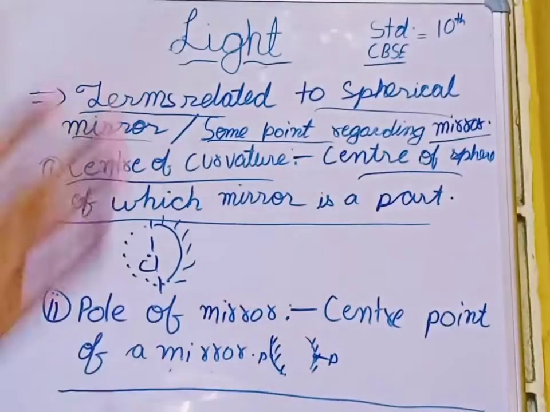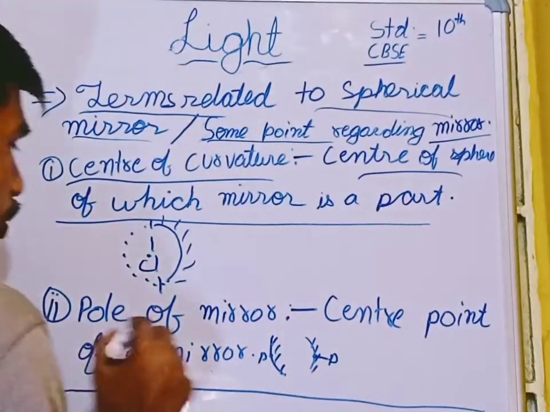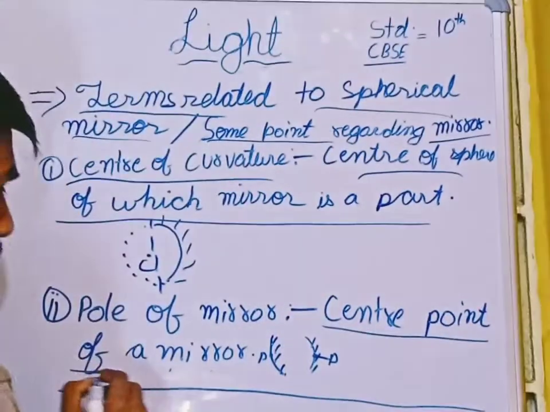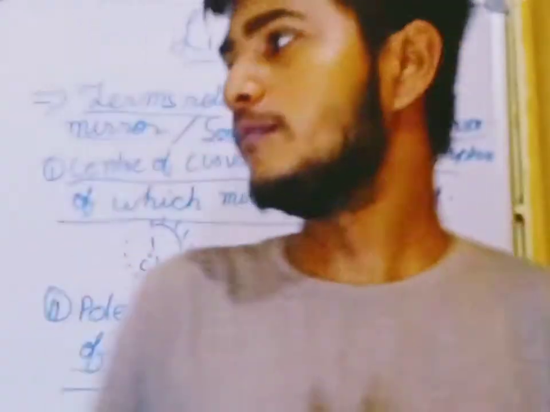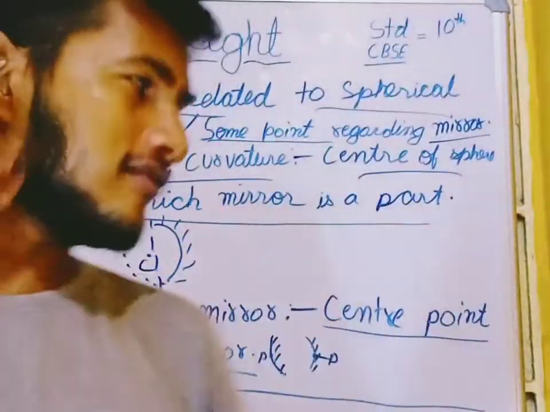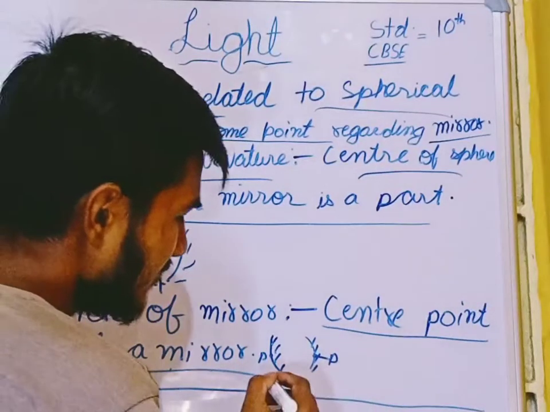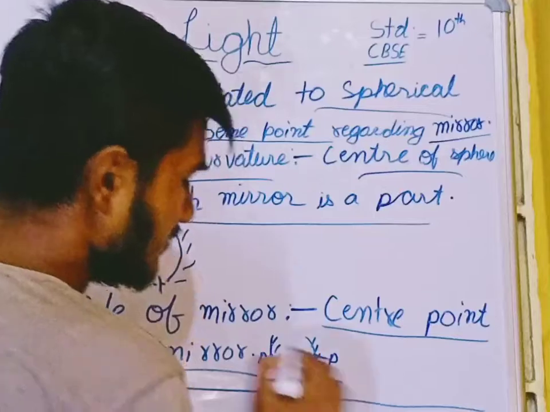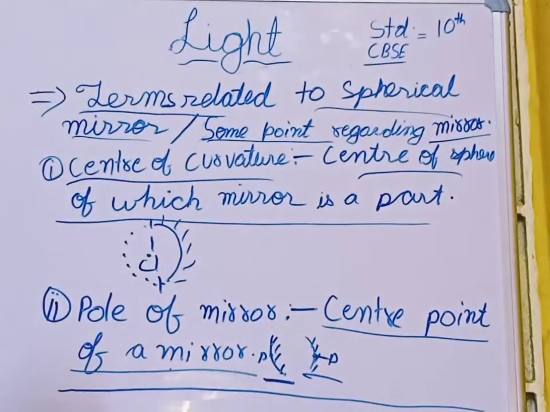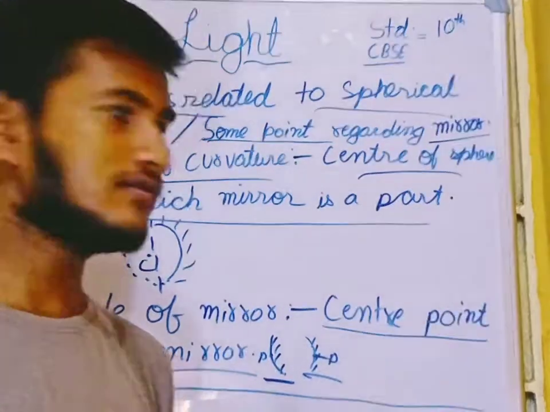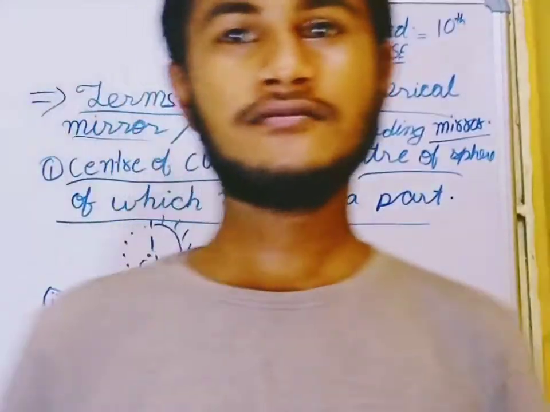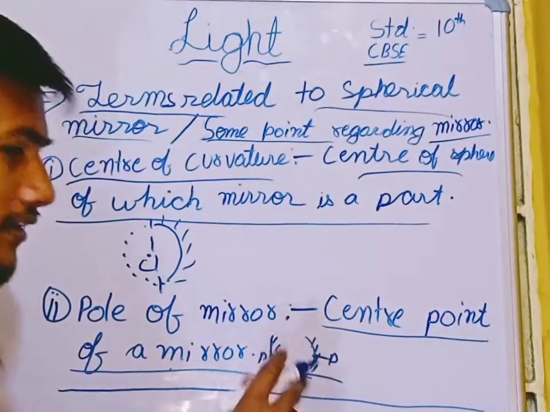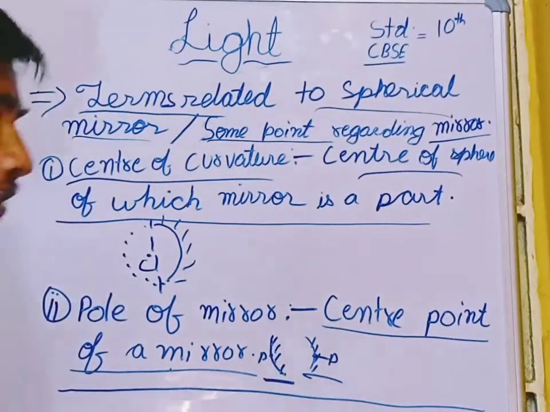Okay. Now see the next term, pole of mirror. Center point of mirror is known as pole of mirror. Now you have to give an answer here. First, which mirror is it? It is painted on the inside. And which mirror is it? It is painted on the outside. You are capable of answering, I think, because I work on you. Okay. Now, for my satisfaction, I give you the answer.